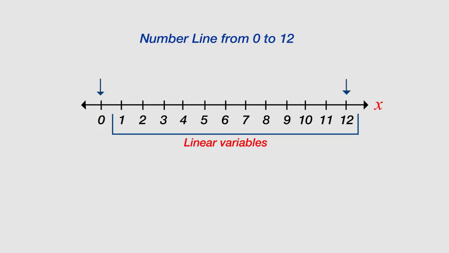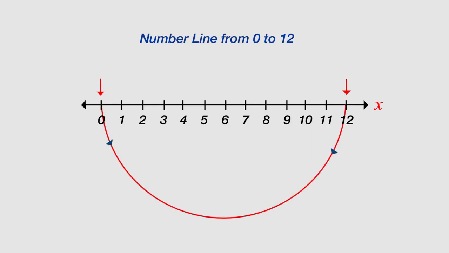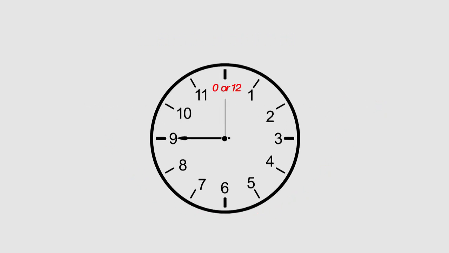Now, suppose this number line is bent so that the point marked 0 and the point marked 12 coincide to form a circle, as you can see. Then we can drop the 12 and maintain the 0, which represents the same point. Then our variable x will now begin to move along the circumference of the circle in either direction, and it passes over these points repeatedly. Now, this variable is known as a cyclic variable.